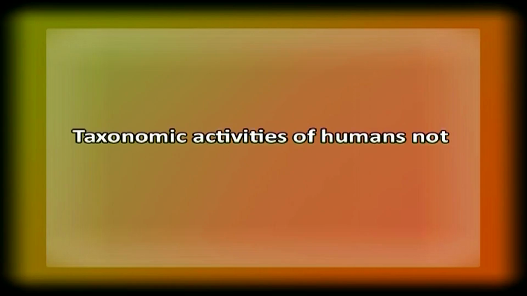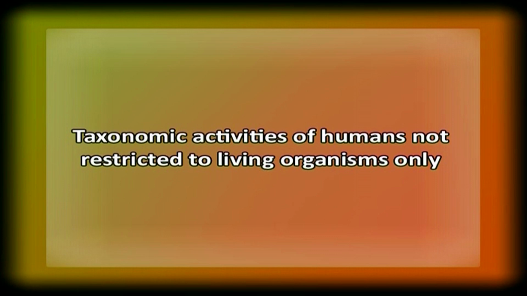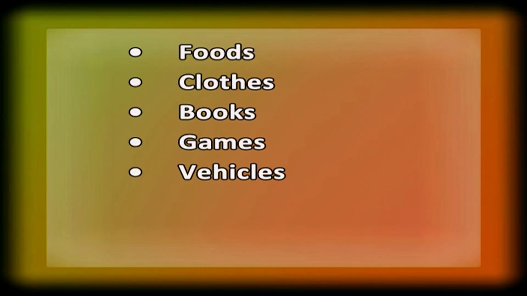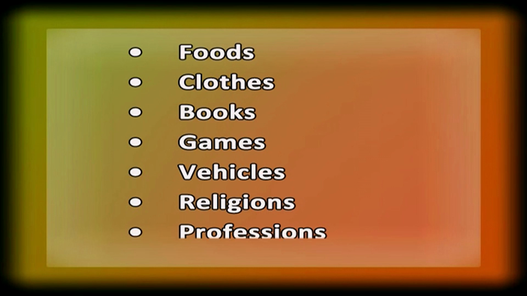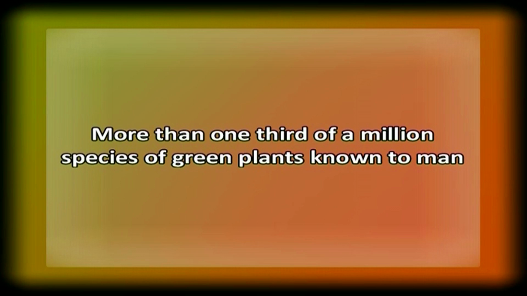The taxonomic activities of humans are not restricted to living organisms only. Humans learn to identify, describe, name and classify foods, clothes, books, games, vehicles, religions, professions and any other objects that they come across or that influence their life. The process begins and ends with life. There are more than one-third of a million species of green plants known to man today. This information has been accumulated through the efforts of several millennia.